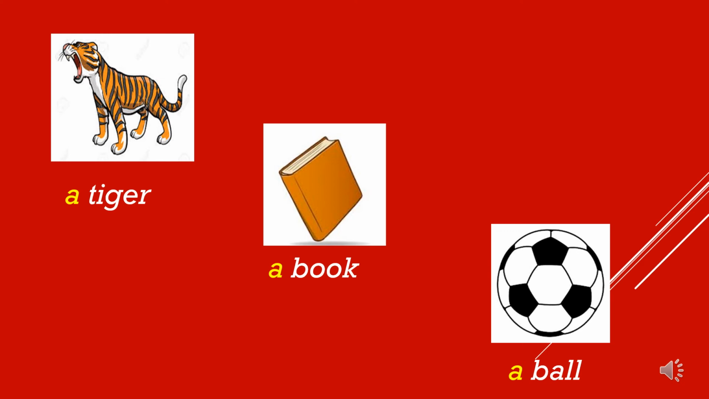It is a book. Why it is a book? Because book is starting with the sound B. B is a consonant sound. And with the consonant sound, we always put A. In the same way, next picture, a ball.